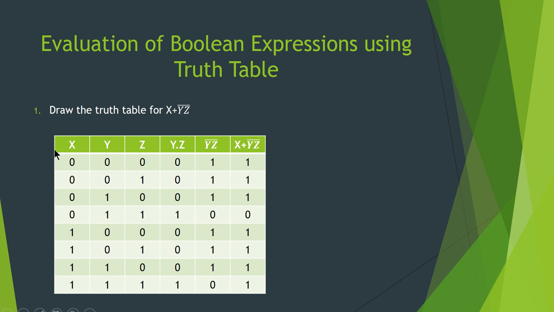After writing the input variables, the next thing is you have to do only one operation per column. So, x plus y z complement. What is the first operation that you have to perform? It is yz. First you have to calculate yz, then complement it, and then add it to the value of x. So y multiplied by z.